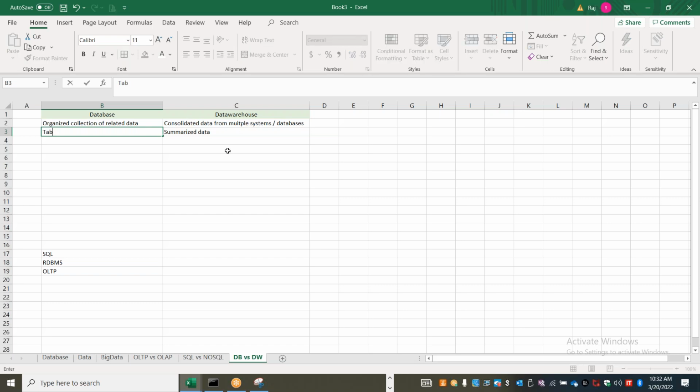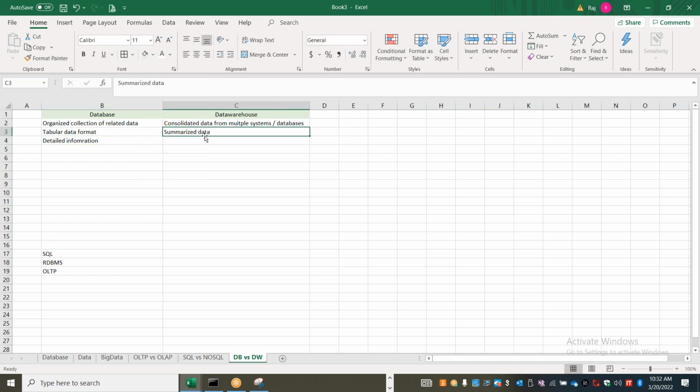The database will be in a tabular format, and you have the data here. But in a database, you should have the detailed information. Who booked it, when they booked it, how they booked it, whether they did it using a point of sales, or in an online application, or whether they went to the regular counter and booked it. All kinds of detailed information should be here. Here we have only the summarized data. On a particular date, how many people booked the ticket, how many transactions happened in a particular minute. Such summarized data will be used in the data warehouse.